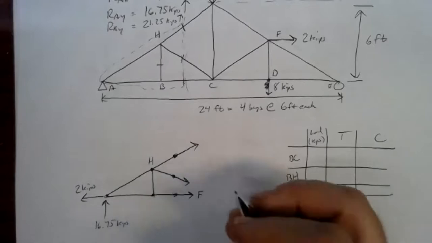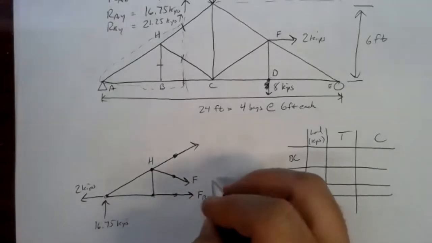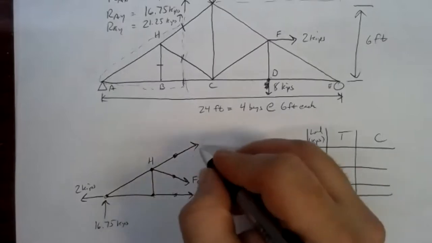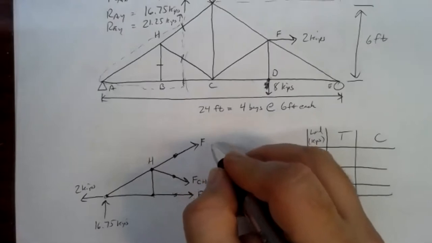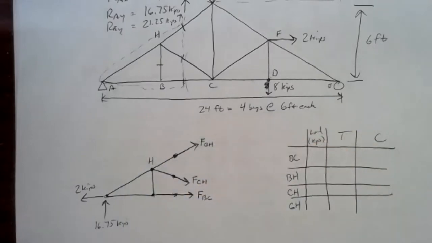This is the force exerted on member BC. This is the force exerted on member CH. And this is the force exerted on member GH. So there's the free body diagram of the section of the truss we're keeping.